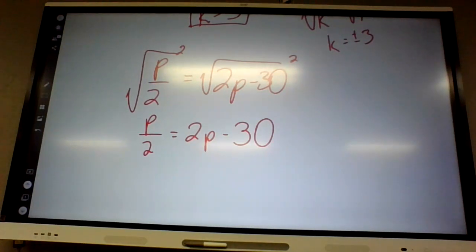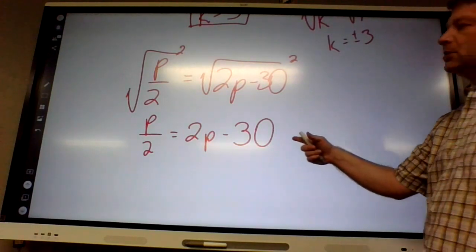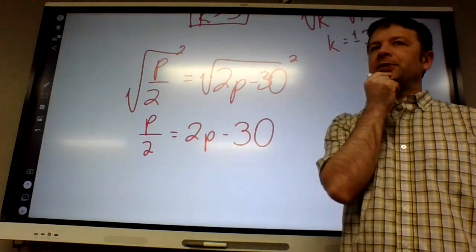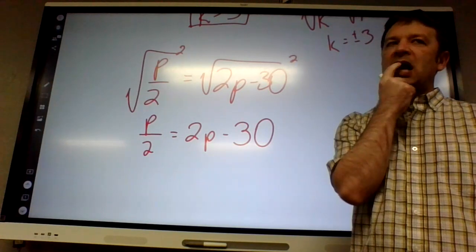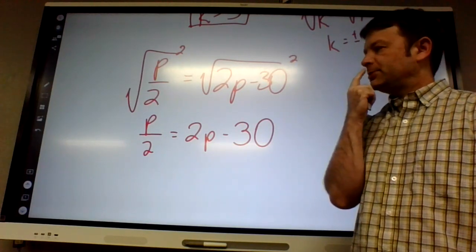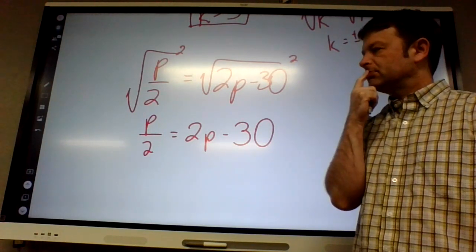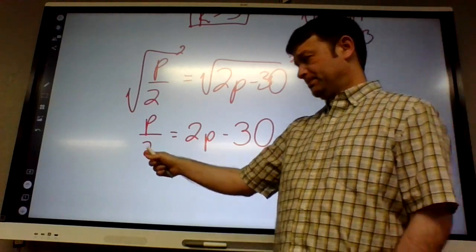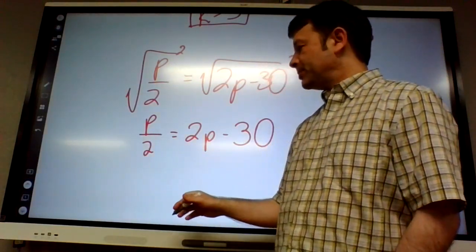A couple ways we can do it. Can you put a 2 up? I mean, you could. I don't think it'd help you though. Multiply by 2 first. Why would you multiply by 2? To get p by itself. To get rid of the denominator? Yep, that's one way to do it.